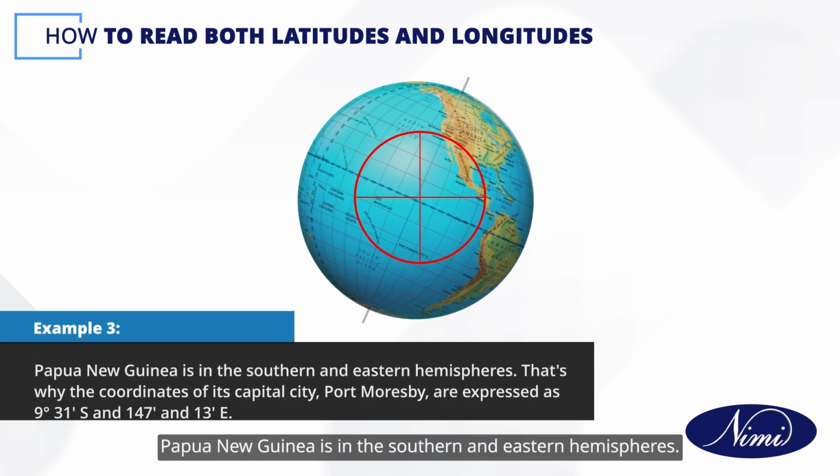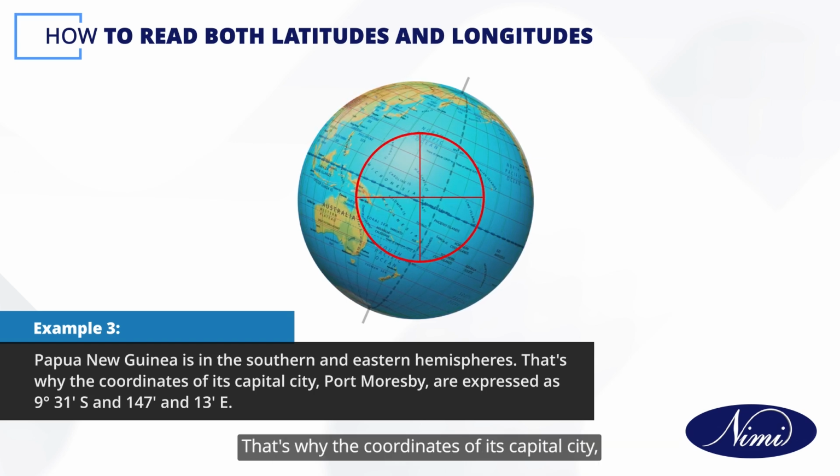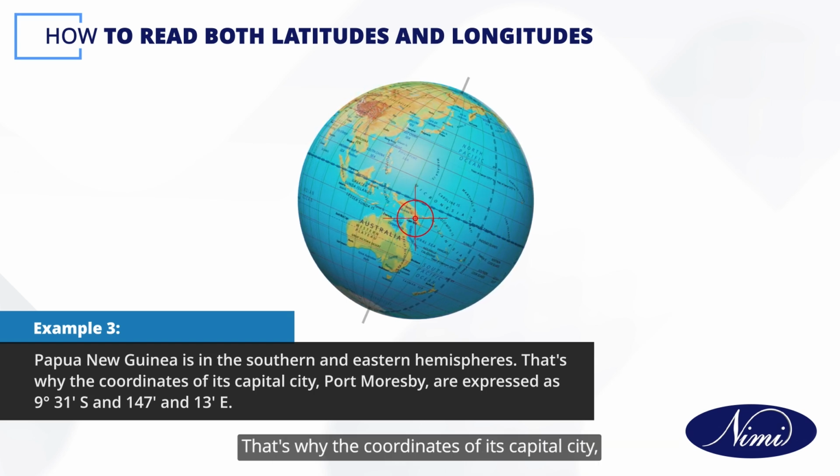Example 3. Papua New Guinea is in the southern and eastern hemispheres. That's why the coordinates of its capital city, Port Moresby, are expressed as 9 degrees 31 minutes south and 147 degrees and 13 minutes east.